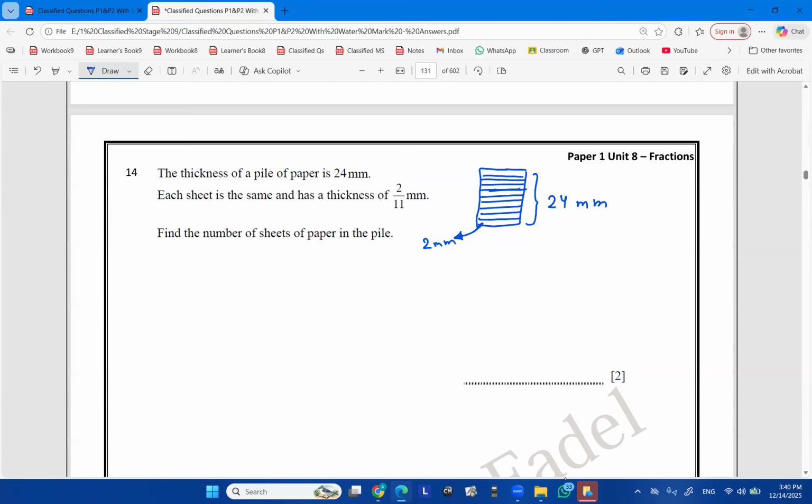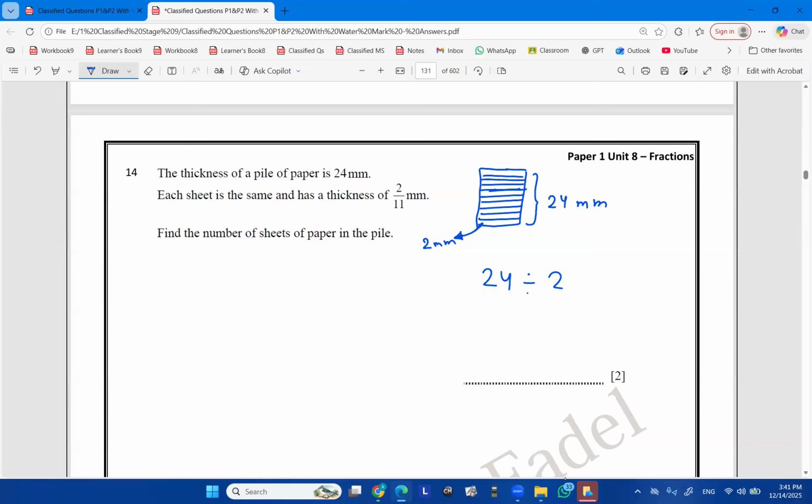Mister, it is 24 divided by 2. That means 12, mister, there are 12 sheets. That's why I have one sheet is 2 millimeters. All of them are 24 millimeters. So, mister, I have 12 sheets. How did you do it? I did 24 divided by 2. Perfect. Do the same thing.